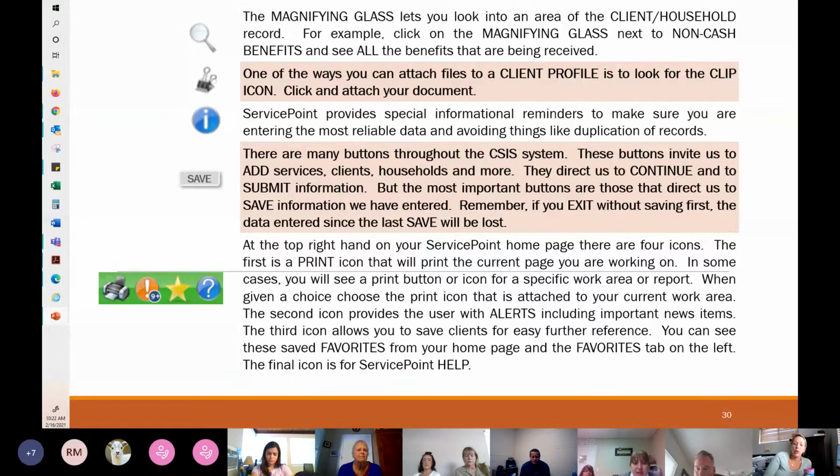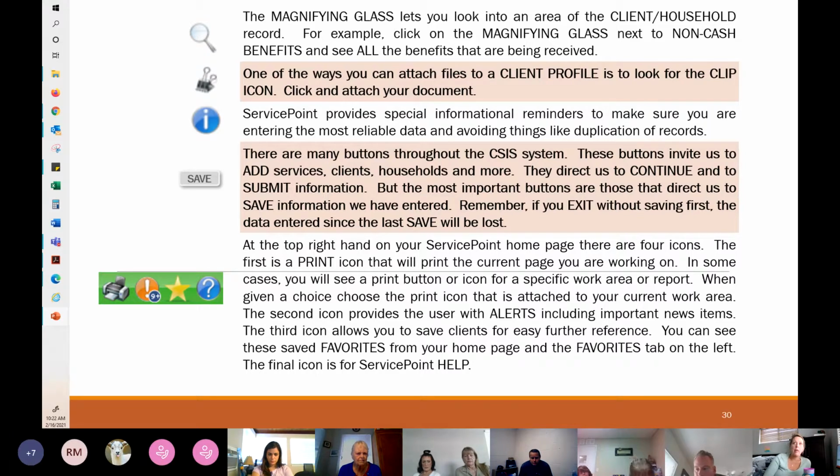Top right has the printer function. If you're working on a specific area or a work area or report, hit the printer button from that area. The orange exclamation point is for your system news. If we add any upcoming trainings, they will be added there. You'll be alerted there.